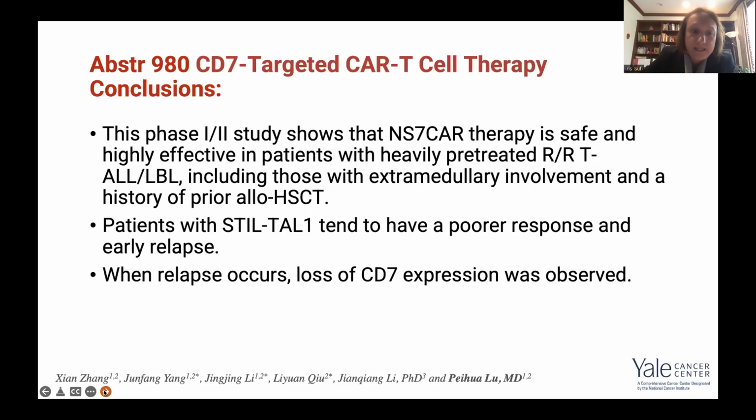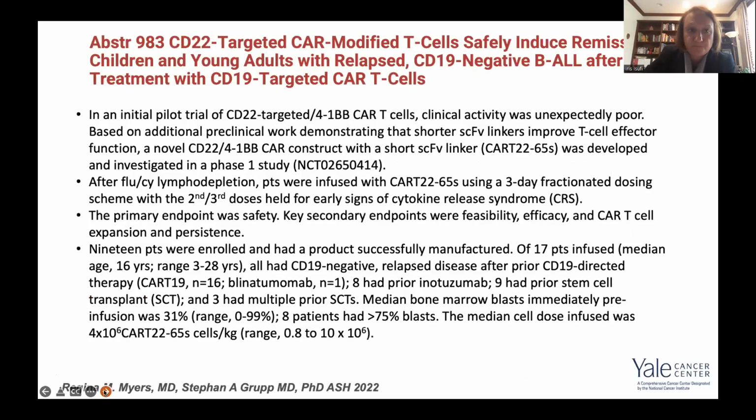And they did identify patients with STIL-TAL1 having a poorer response and early relapses. And when relapses occurred, they did see loss of CD7 expression.